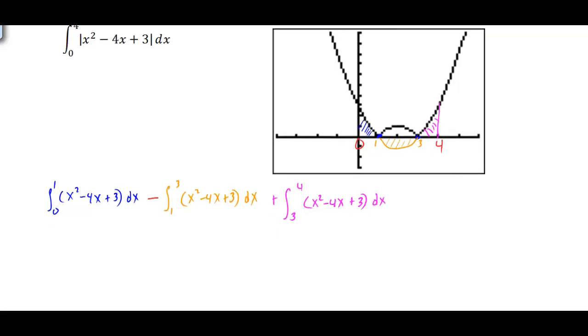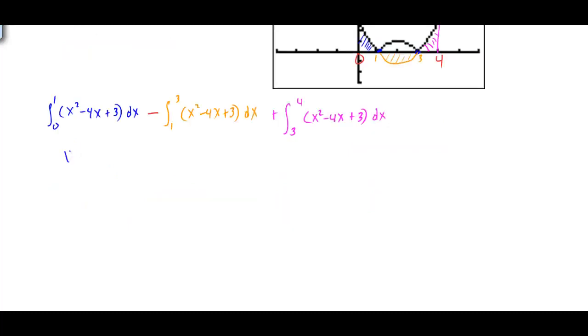So now all we have to do is integrate, and because we have a basic polynomial function, that'll be very simple to do. So we would end up with x cubed over 3 minus 4x squared over 2 plus 3x. And keep in mind we need to evaluate this on the interval from 0 to 1, minus, and then we look at the integral here, and you're going to realize that we're going to have the exact same integral.